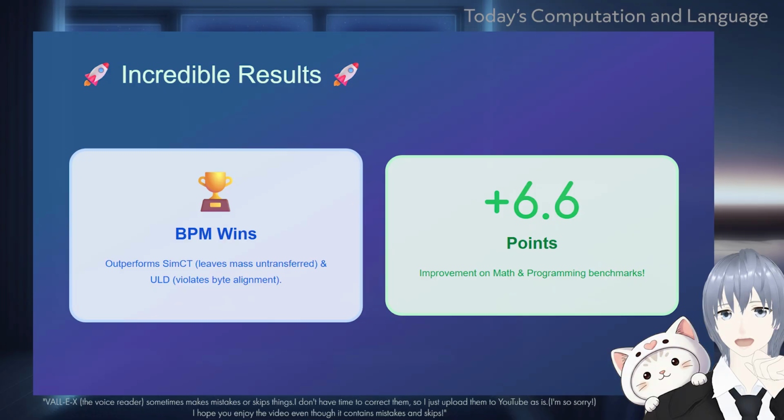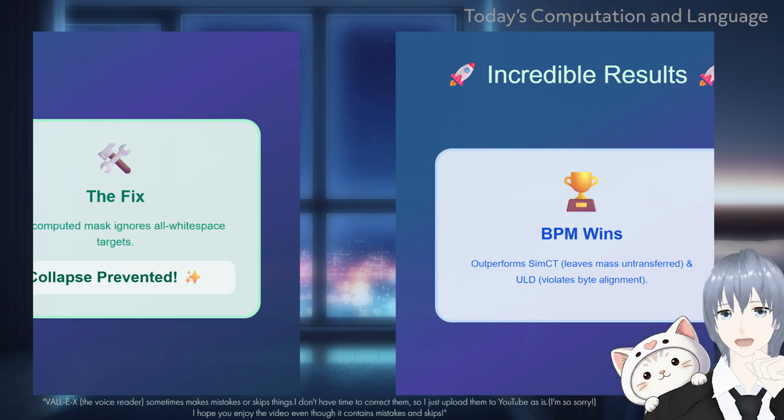The researchers tested this by distilling knowledge from 3 different giant models, including the Qwen models, into a smaller student model. And the results were incredible. BPM consistently outperformed all the other cross-tokenizer methods, improving performance on math and programming benchmarks by up to 6 points over the strongest baselines.